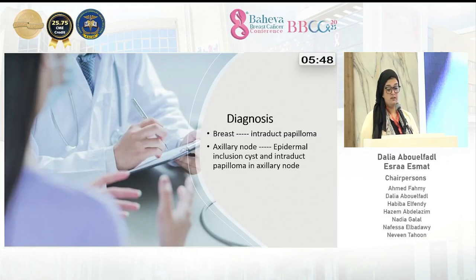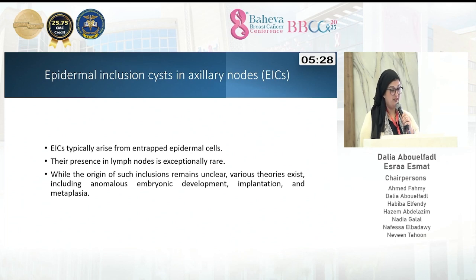So we diagnosed this case, after reviewing the literature, Dr. Abir, as definitely breast intraduct papilloma, and the axillary lymph node reported as having epidermal inclusion cysts and intraductal papilloma in the axillary lymph node. This is a quite rare presentation, and we had to look back at the literature, and it was lovely to find the publication of Dr. Abir highlighting a similar study. She found 3 cases, but in a different setting. The patients had HIV, but had intraduct papilloma in a lymph node.